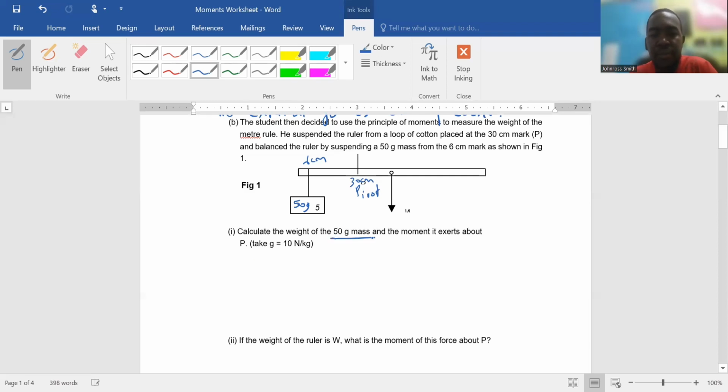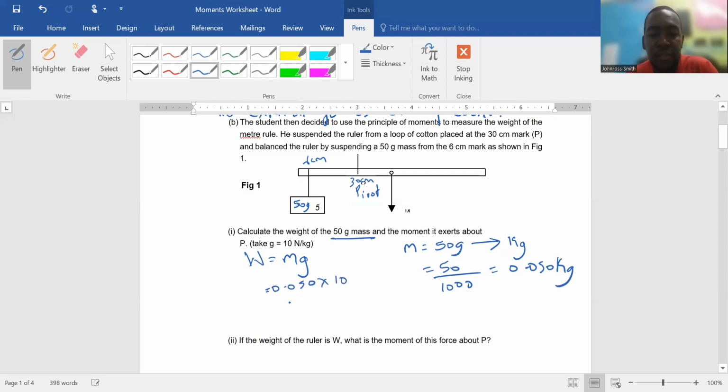Because we know the mass of the object, we can find the weight by simply multiplying mass times gravity. Mass here is 50 grams, which means we need to convert it to its SI unit of kilograms, which is to divide it by 1,000. And hence, we get 0.050 kilograms. Now we can use that mass in kilograms and multiply by the gravitational acceleration of 10 on Earth. We get 0.5 newtons. So this is actually a force of 0.5 newtons that is being pulled down here.